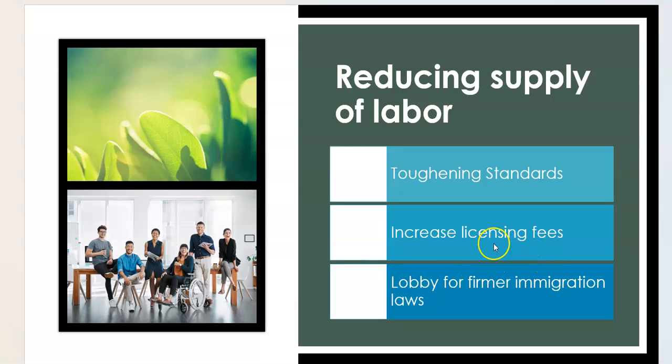Two is increasing licensing fees. This is a pretty weak one, honestly. For instance, a builder's license can be $700. $700 is not $7. It's significant, but if you're a builder making $100,000 a year and they make your license $800 instead of $700, I don't think you're going to stop being a builder because they raised the licensing fees. So I'll give you a better example of how maybe this is applicable.